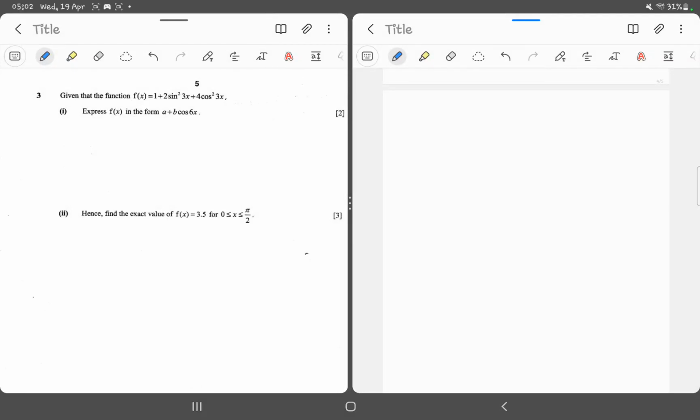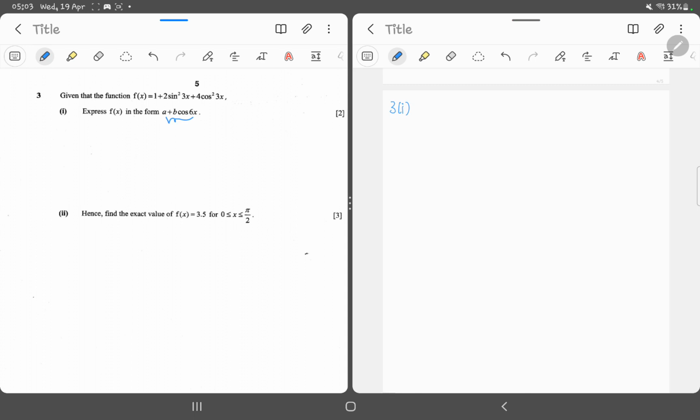Question 3 over here is on trigo proving, so-called in this context, and also on solving trigonometric equations. So without further ado, let's try question 3i. Given the function f(x) equals 1 plus 2 sine square 3x plus 4 cosine square 3x, express f(x) in the form a plus b cosine 6x. So for 3i over here, we are required to express it in this form.